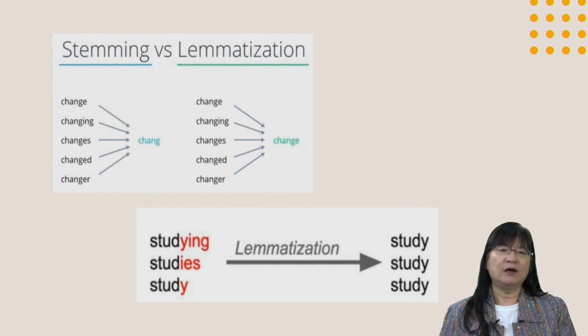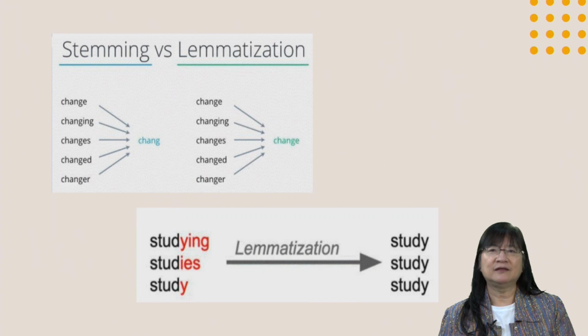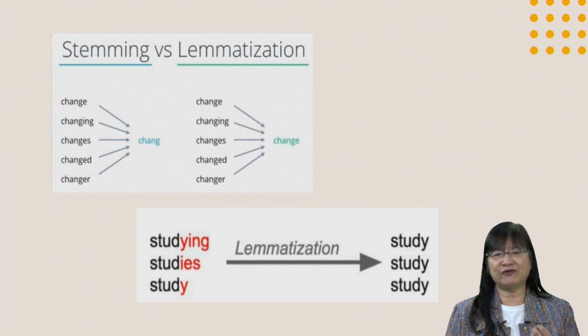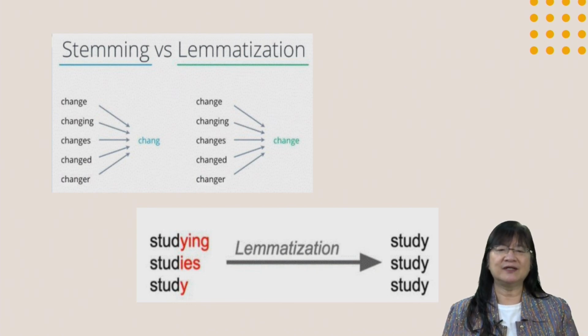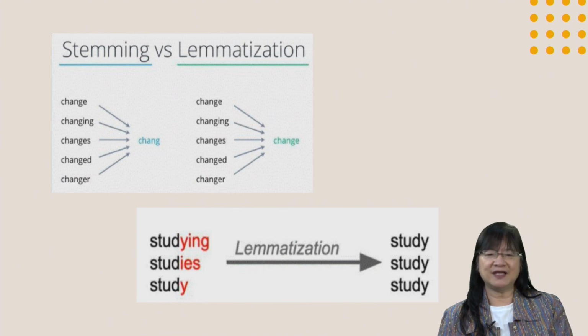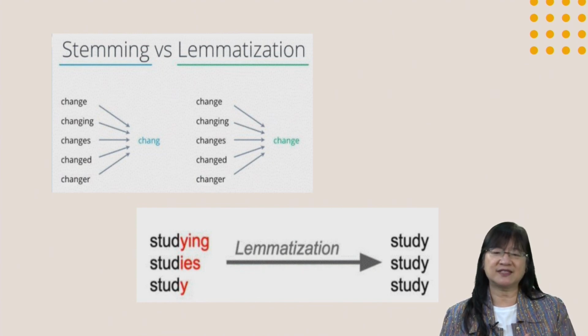Just like good, better, best: 3 different forms of the word good. That's lemmatization, all right? But we cannot find the same stem for the 3 words. Or another example: studying, studies, and study, different parts of speech, right? Then from lemmatization, we have study.